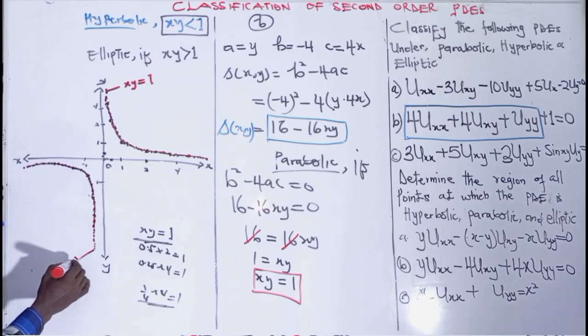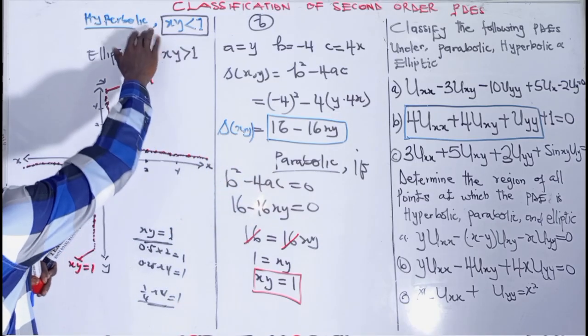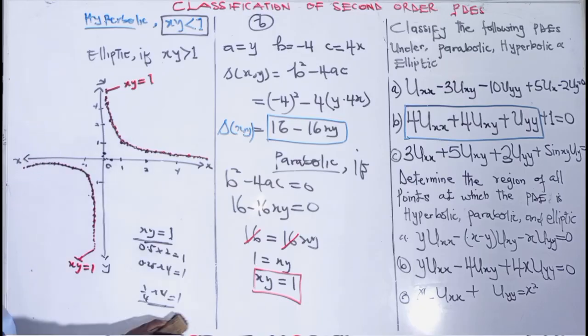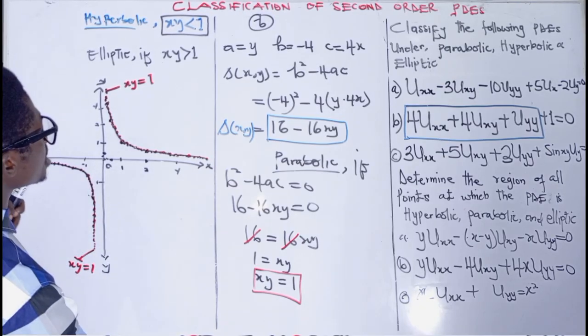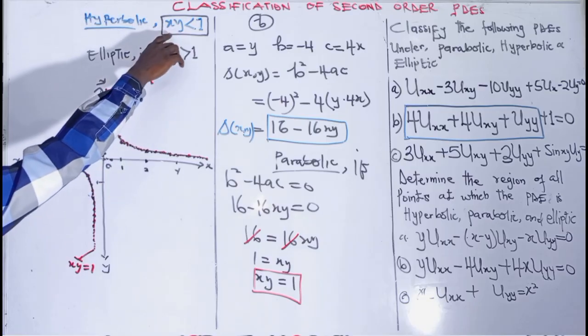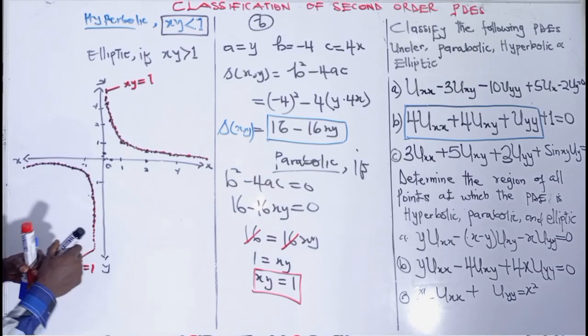So we have xy is equal to 1. So we are done with the parabolic. Let's move on to the hyperbolic. With the hyperbolic, we are saying that if you pick any number from the x-axis and multiply it by any coordinate on the y-axis, it should be less than 1, right? So let's check and see.